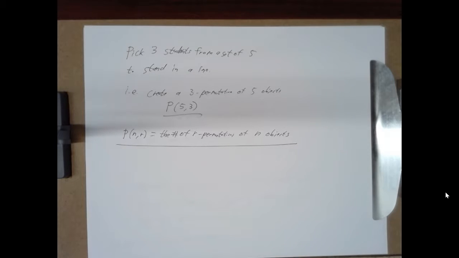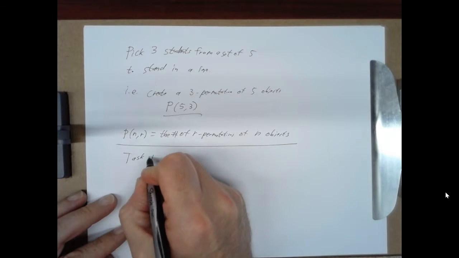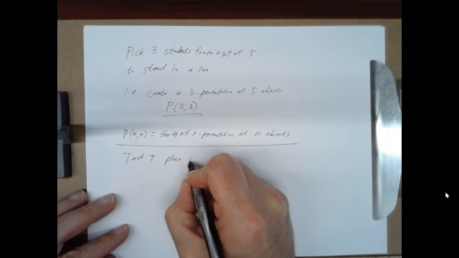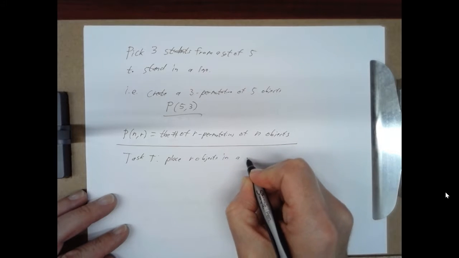So what's the value of P(n, r)? We can find this using the product rule. So we're starting with n objects. We want to take r of these objects and put them in a particular order. So we're going to have a first object, a second object, and a third object, and so on. So our task, T, place our objects in a particular order.